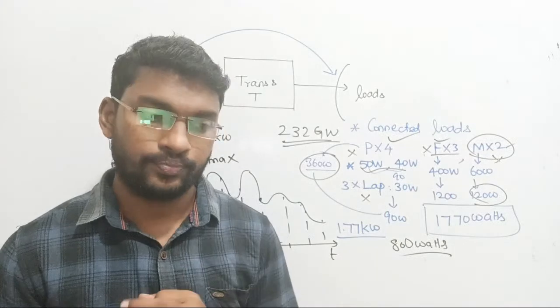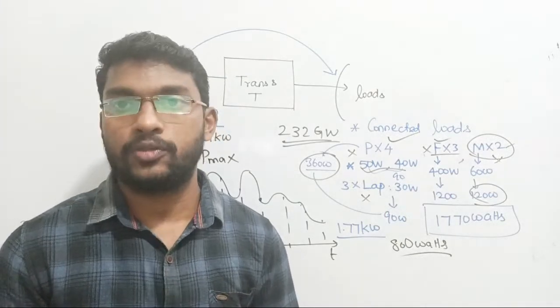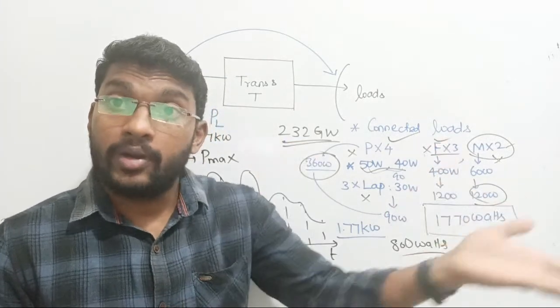Now what do you get? That is called average power. Yes or no? Area divided by time period.